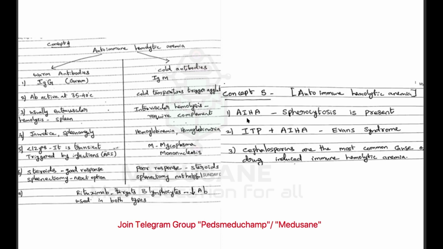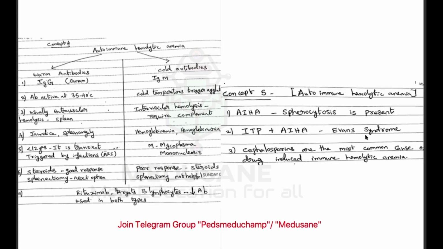So concept 5 is with regards to autoimmune hemolytic anemia. We said already that autoimmune hemolytic anemia is one condition where spherocytosis will be present, but the differentiating feature between hereditary spherocytosis and autoimmune hemolytic anemia is the Coombs test. So the Coombs test is going to be positive in autoimmune hemolytic anemia.